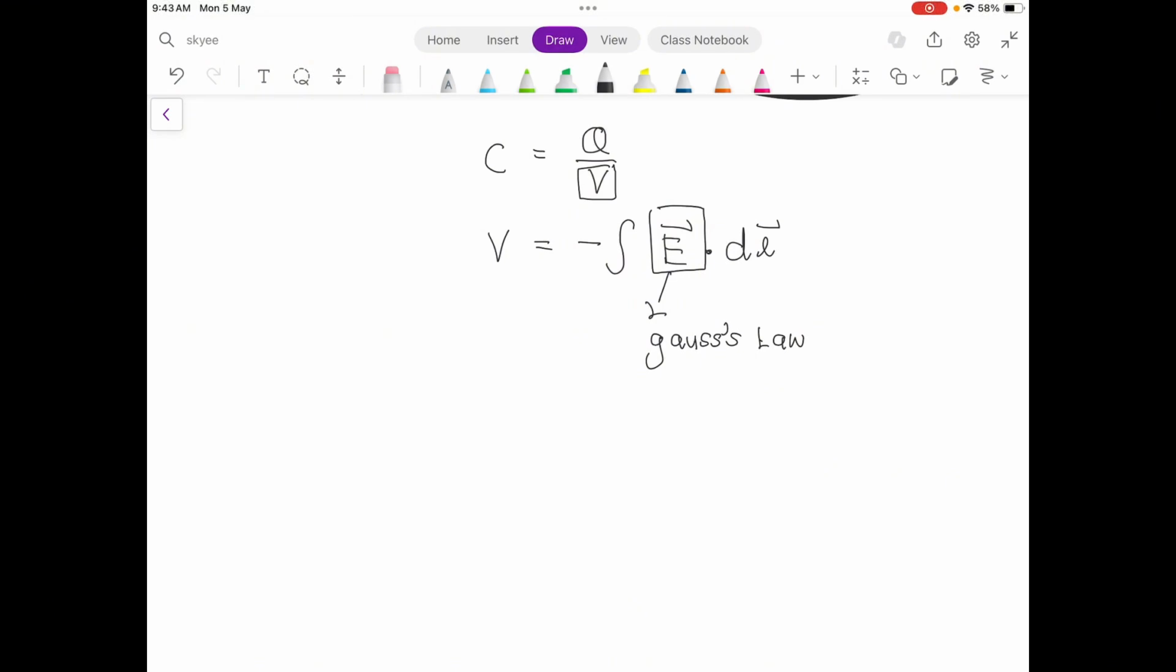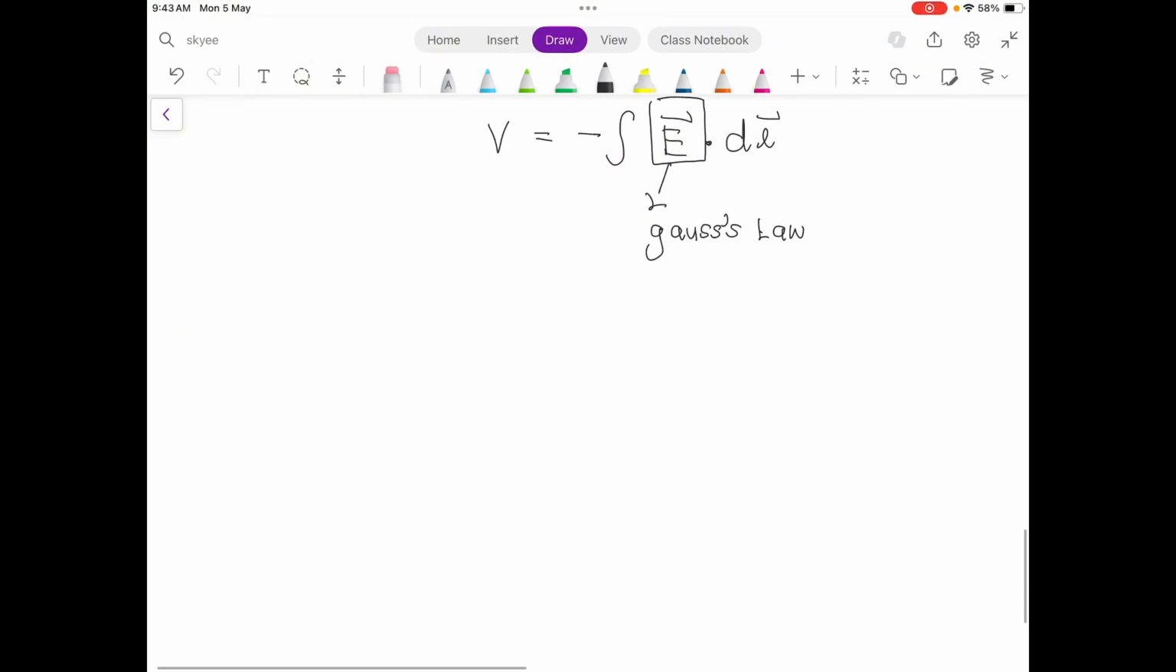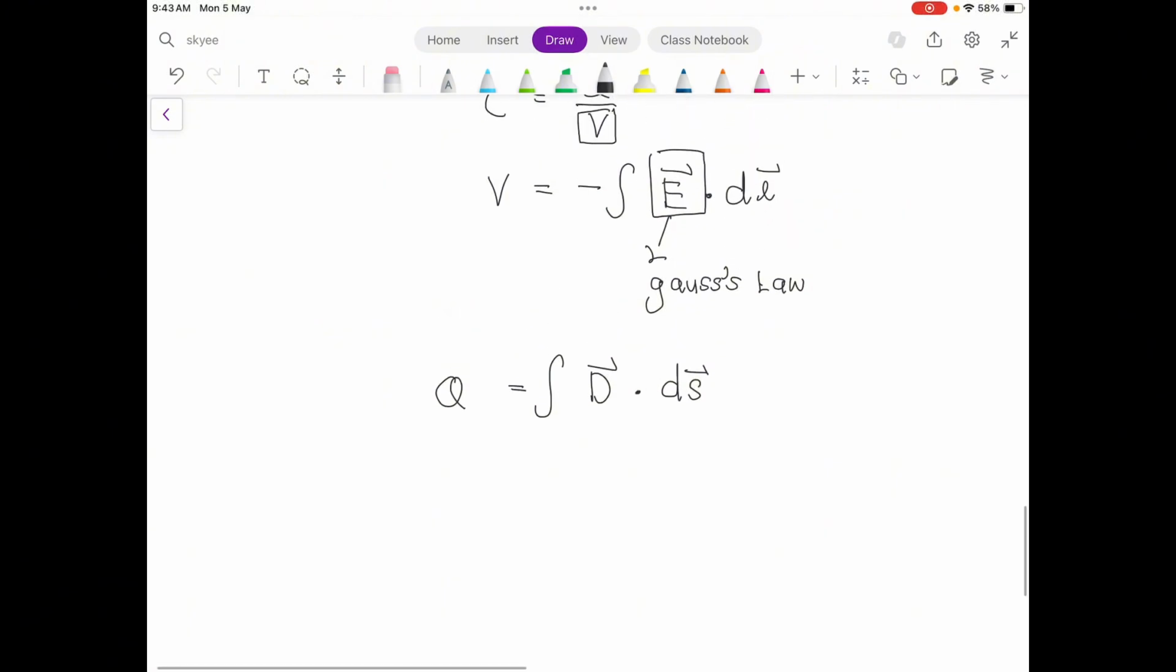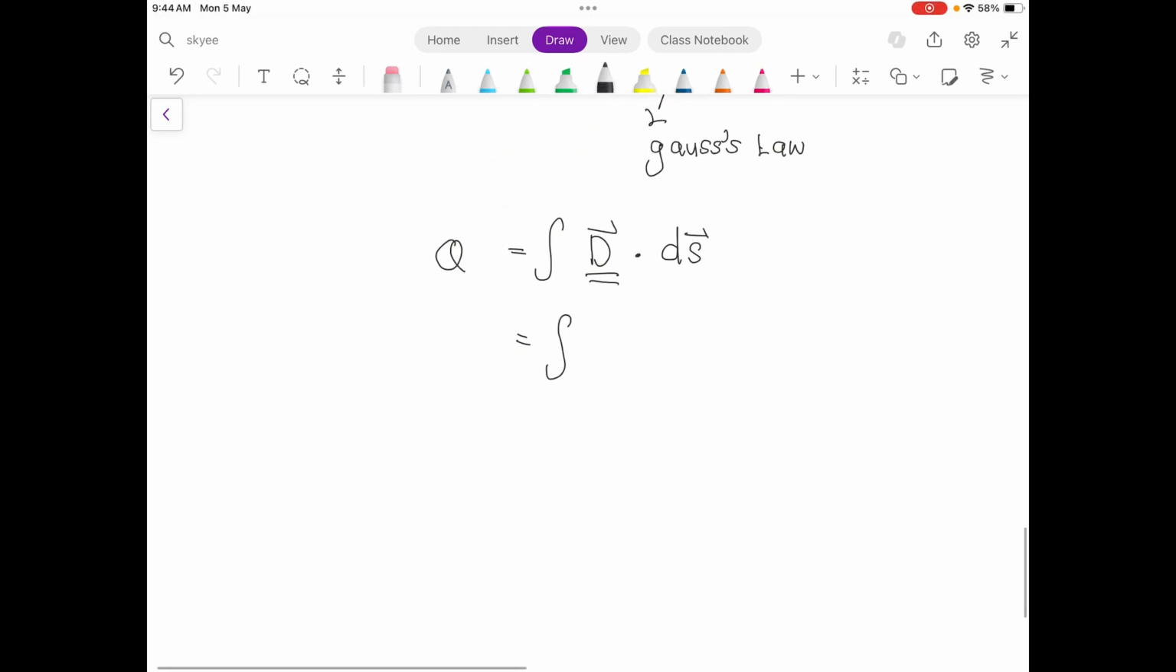According to Gauss law, the total flux coming out from a surface will be equal to the total charge enclosed by the surface. Since we are interested in E, here we can modify it to be the integral of epsilon E dot ds. This epsilon represents the dielectric properties of the material. If it is free space, it will be epsilon naught.